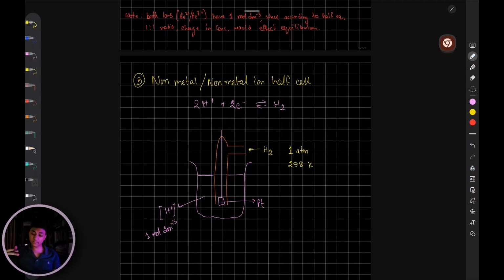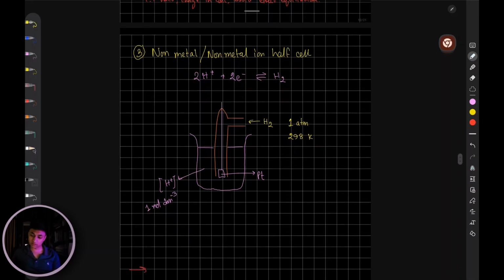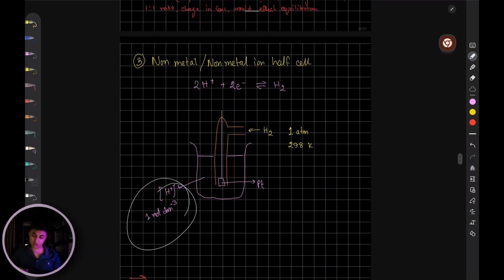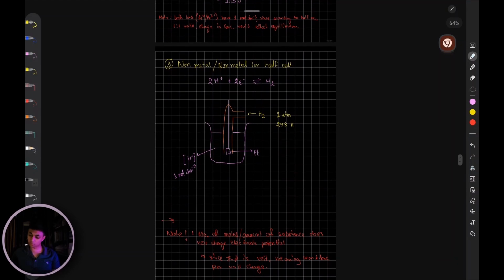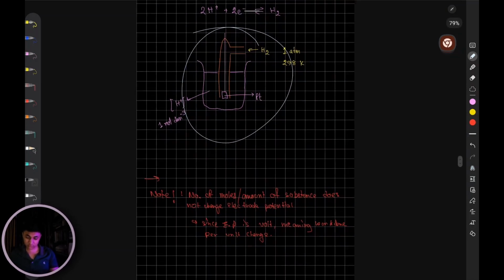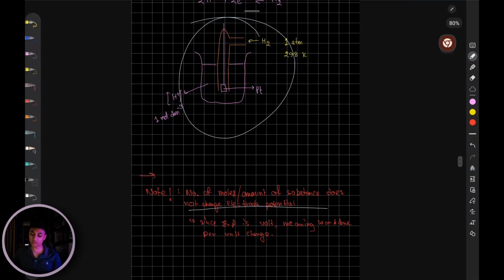So you're going to put in the hydrogen gas, right? At a pressure of 1 atmosphere, temperature of 298 Kelvin, and the concentration of H plus is going to be 1 mole per dm cube, right? So this is going to be your hydrogen and hydrogen ion half cell, that is the non-metal and non-metal ion half cell. Yeah, so I've written over here, your moles or amount of substance does not change the electrode potential since your electrode potential is volt, meaning work done per unit charge.